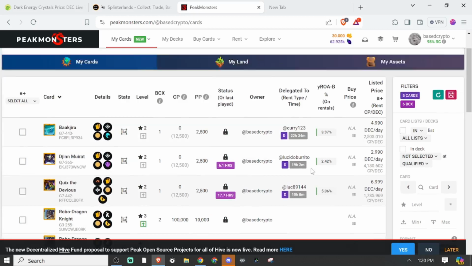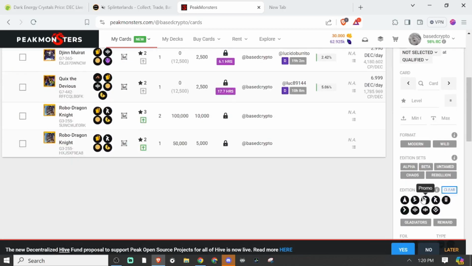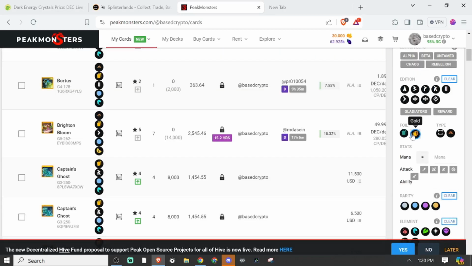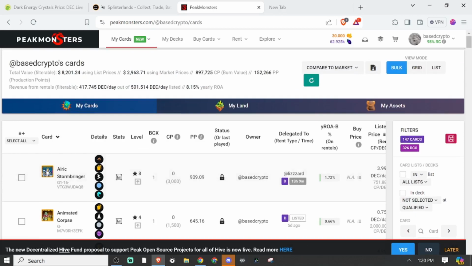Luke89144 decided to rent it out. I appreciate that. And that's just some legendary cards, but we can also look and go here, check out just some regular Gold Foil cards, which is something that I focused on for my rental card market here at Base Crypto Shop, okay? Base Crypto's card shop.